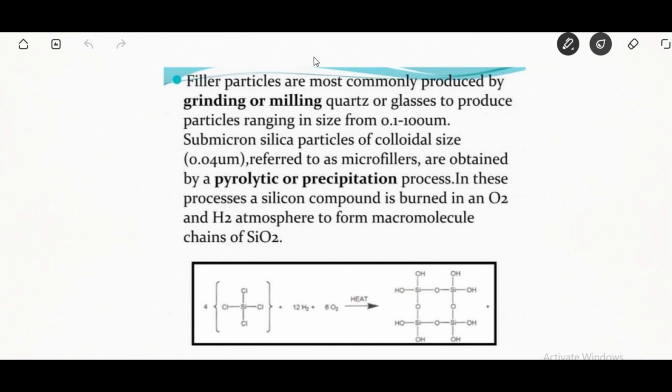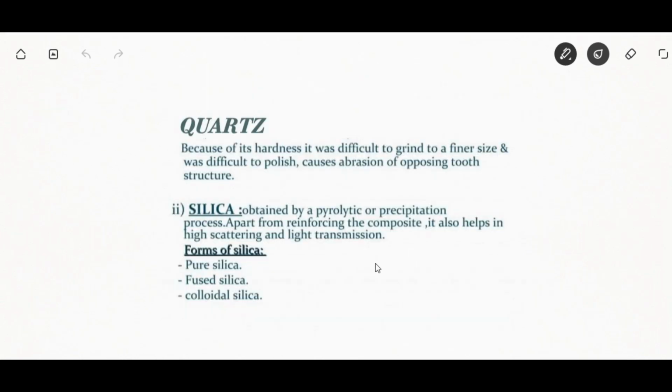So the submicron silica particles are referred to as microfillers. Classification of fillers. Number 1 is quartz. Because of its hardness, it was difficult to grind to a finer size and was difficult to polish. Second is silica. So how is silica obtained? It is obtained by a precipitation process. The silica can be in the form of pure silica, fused silica, or colloidal silica.